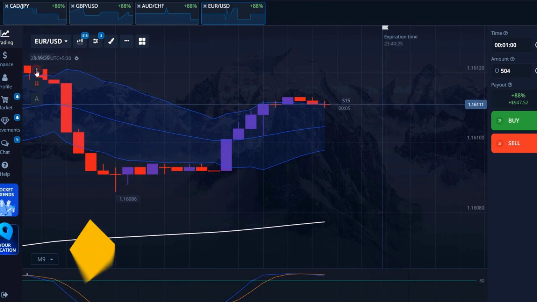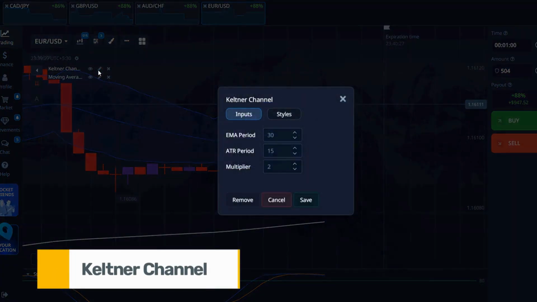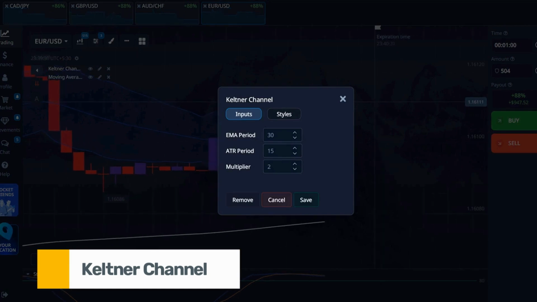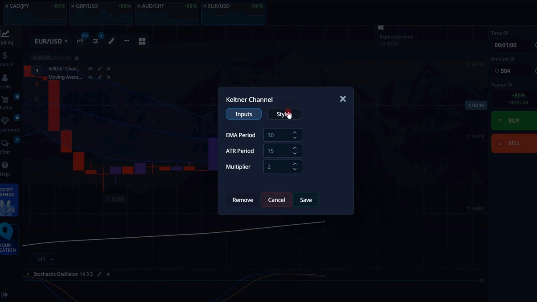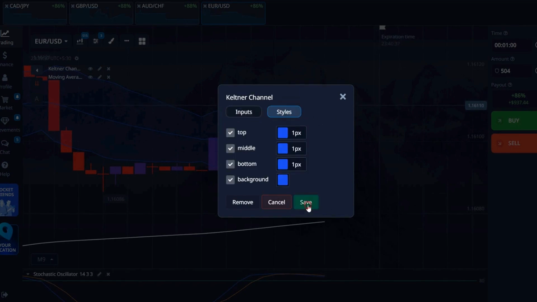Step 1, add the Keltner Channel. EMA Period, 30. ATR Period, 15. Multiplier, 2. Style it so you can clearly see the upper, middle, and lower bands.